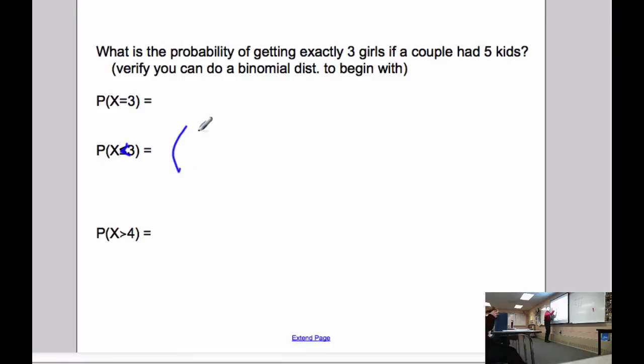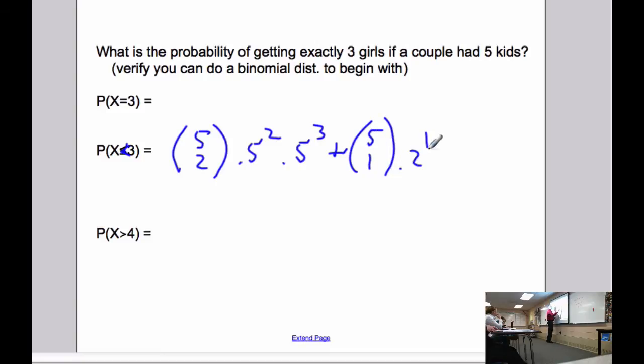So I've got to do 5 choose 2 times the probability of success 2 times, probability of failure 3 times, or 5 choose 1, succeeded once, failed 4 times, succeed is 0.5, plus 5 choose 0 times 0.5 to the 0 times 0.5 to the 5th. Okay, so in that case, I could write out the whole thing. It's plus.